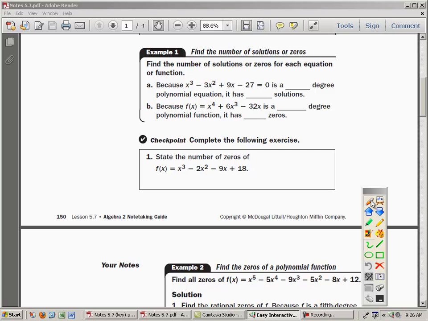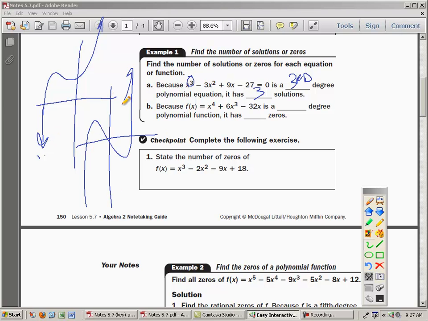All right, so it says find the number of solutions or zeros of each of the equations or functions. It says because x to the third is a third degree polynomial, it has 3 solutions. Now, you can look at that function, and we talked a little bit about cubics and their behavior in section 5.2. Maybe it looks something like this, all right? In this case, it has 1 real solution, and so the other 2 must be imaginary. In something like this, maybe all 3 solutions are real, all right?